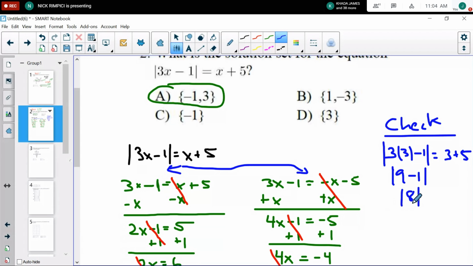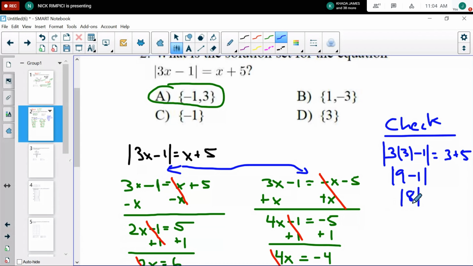I'm going to check -1 too, because maybe it doesn't work. I mean, I know it does because I graphed it, but you wouldn't know that if you didn't graph it. So let's check -1 to make sure that it's valid. So I have to go back to the original, and I'm putting -1 in for x now. So 3 parentheses -1, close parentheses, -1, close the absolute value, equals -1 plus 5.